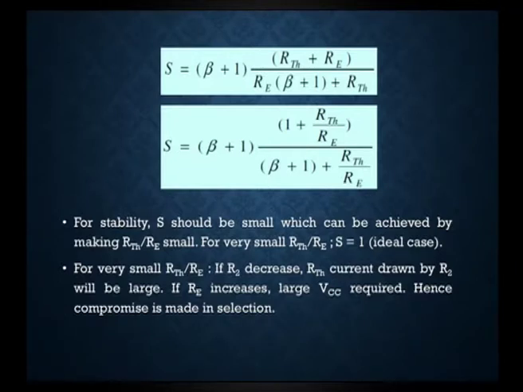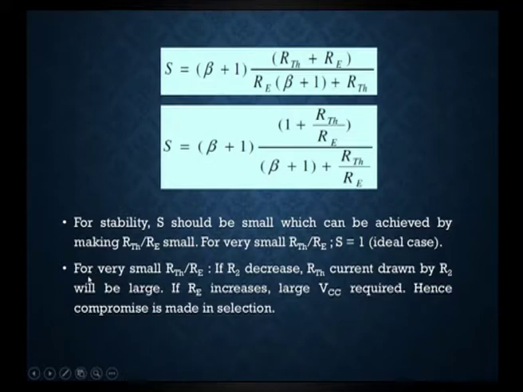For S to be small, RTH divided by RE should always be small. And for very small RTH divided by RE, S is equal to 1, and that case is called the ideal case. Whenever RTH divided by RE is equal to 1, that case is called ideal.